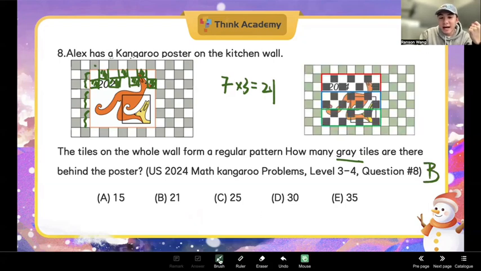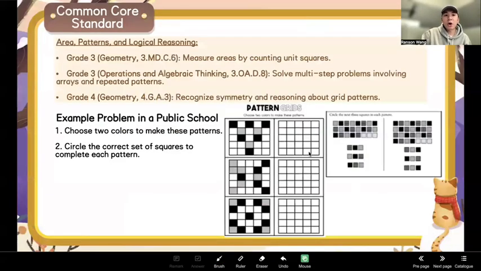You can just see that if I totally recover the shape, it will look like this. And as I said, every 2 rows, we repeat this pattern. And for each 2 rows, we have 7 gray tiles. So that's exactly how we solve this question. And regarding the knowledge point, the Common Core standard is actually area, pattern, with logical reasoning.